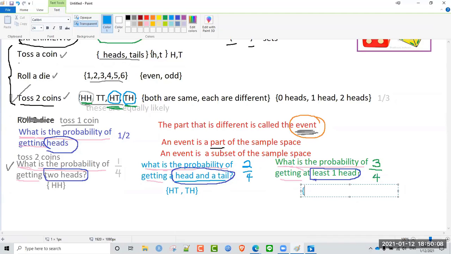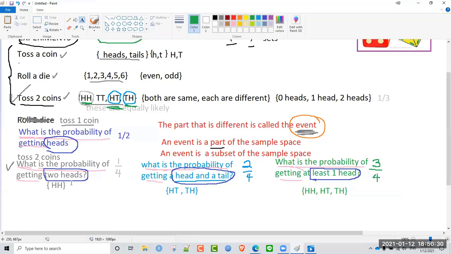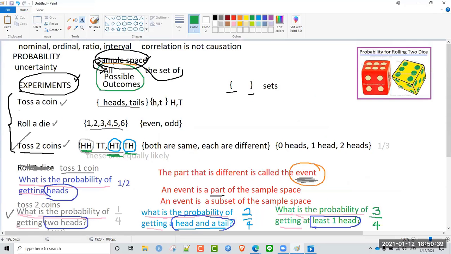So it would be HH, comma, HT, comma, TH. So those are the events. So we have this event, and this event. All right, and now we have all these definitions. So we know what we mean by the experiment. We know what we mean by the set of all possible outcomes, or the sample space. So we can have this.